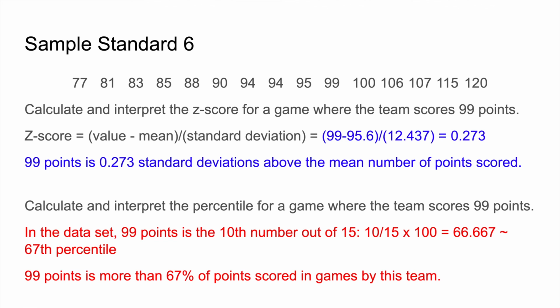So 10 divided by 15 gives you 0.6 repeating. Multiply that by 100 to get a whole number, and we end up with roughly the 67th percentile. So scoring 99 points is more than 67% of points scored in games by this team, based on the data set. So that is z-scores and percentiles: two separate but very similar measures of location. And that's standard 6.